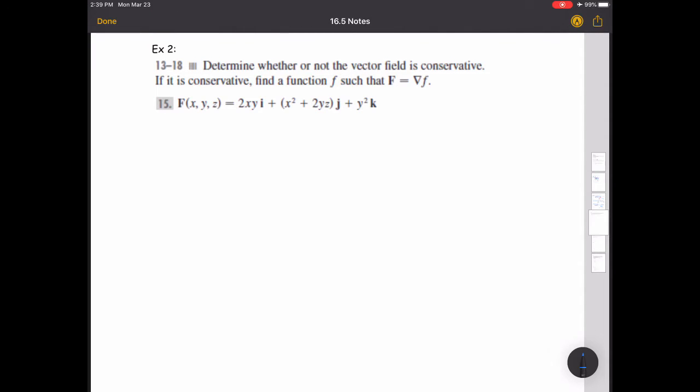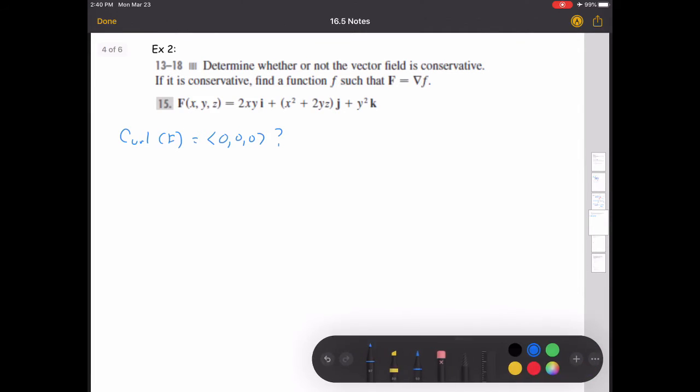So don't forget that if we want to find out if this vector field is conservative, now all we need to do is check the curl. If the curl equals 0, 0, 0, which is what we're going to find out, then it will be a conservative vector field. And if that's the case, we can actually use the fundamental theorem of line integrals to be able to find out the original f function here. So let's go ahead and check the curl.